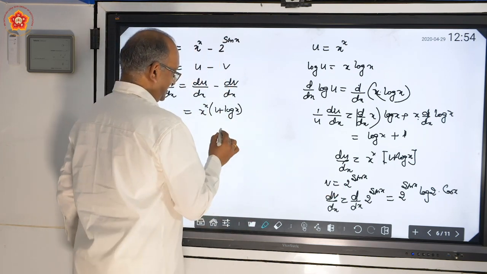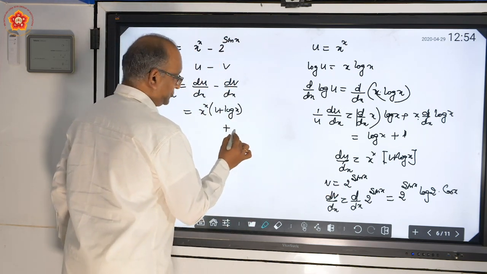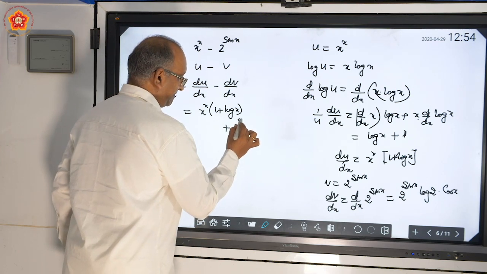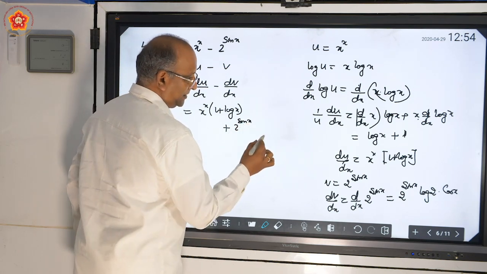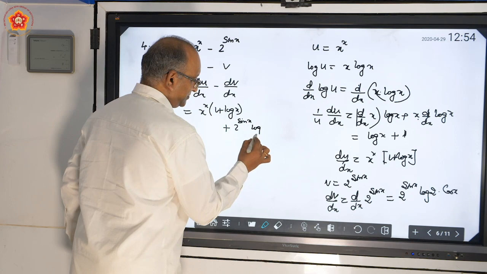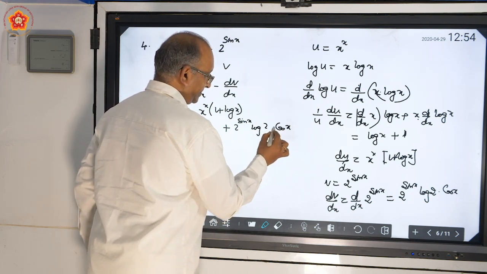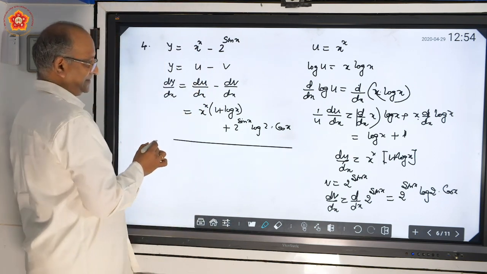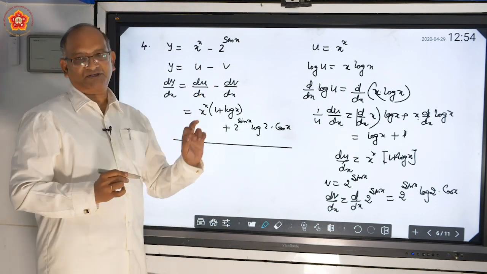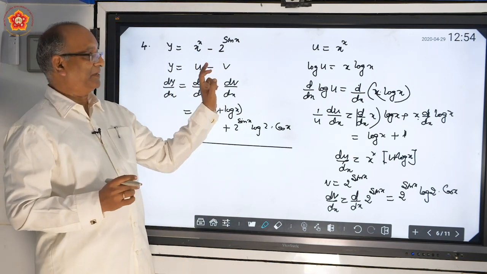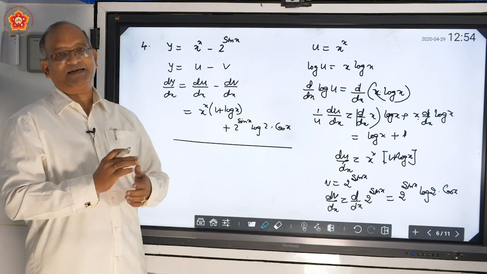Second one we got as 2 to the power sin x into log 2 into cos x. So this is the answer for the given function. Even though the problem looks very simple, it has a lot of explanation.